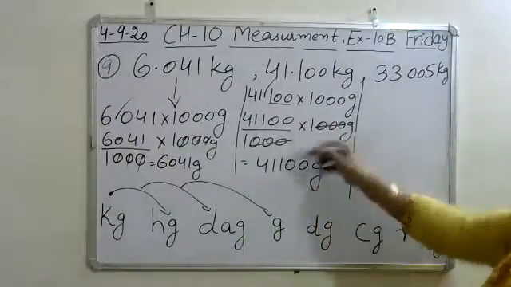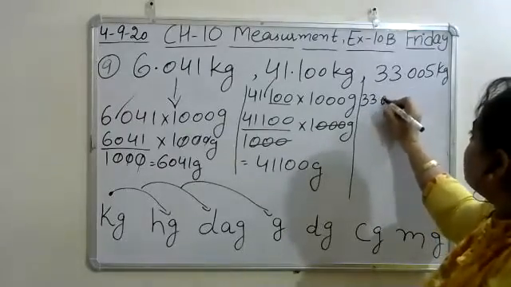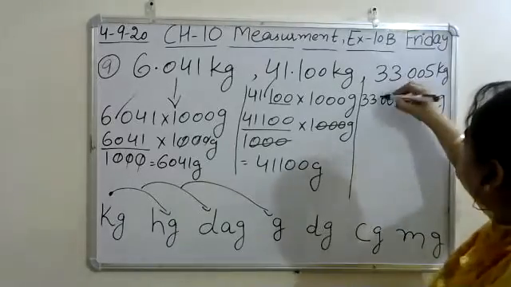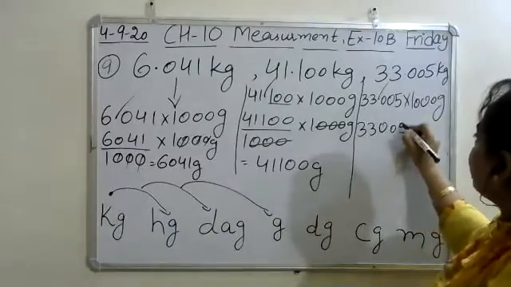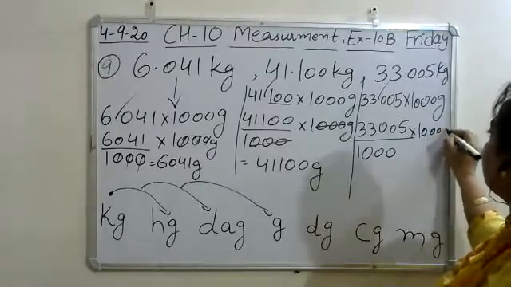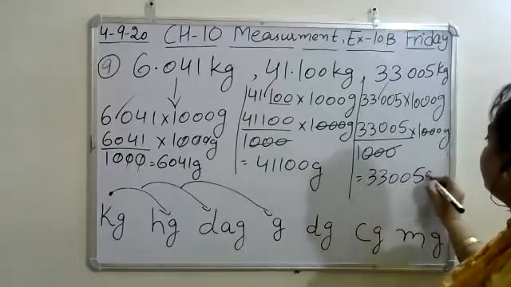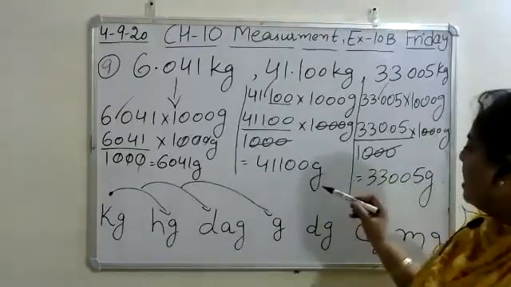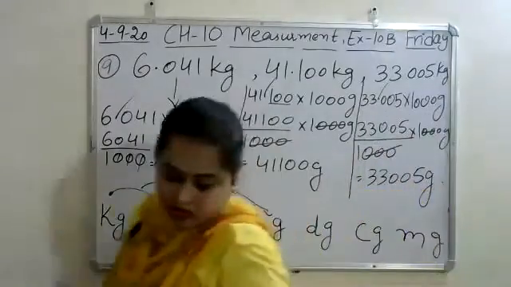In the last part, same method. So 33.005 multiplied by 1000 gram. Again remove the decimal. 33005 upon 1000 multiplied by 1000 gram. Cancellation. Now 33005 gram. First in gram, second in gram, third in gram. Now add and write down your result in the chat box.